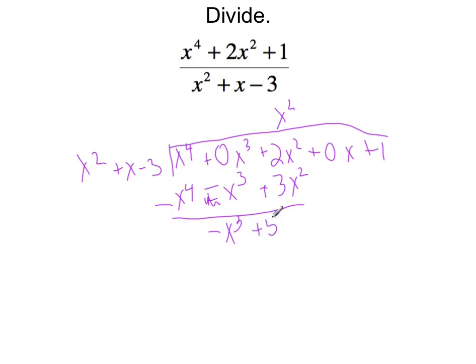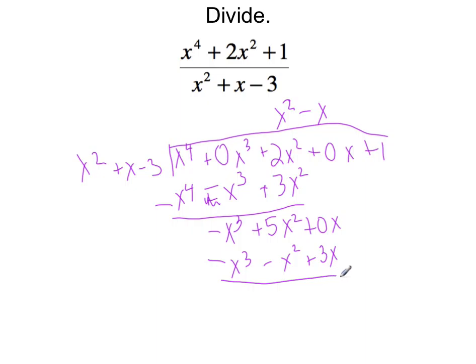plus 5x squared. And now this time I'm going to bring down my plus 0x. So then again, I say, how many times does x squared go into negative x to the third? And the answer to that is it goes in negative x times. Now again, multiply through by negative x. So that is negative x to the third minus x squared plus 3x.